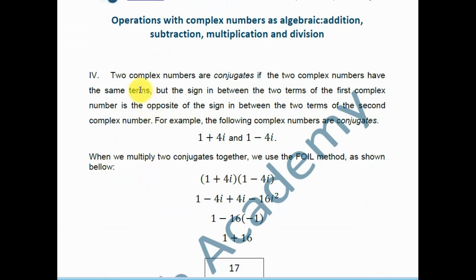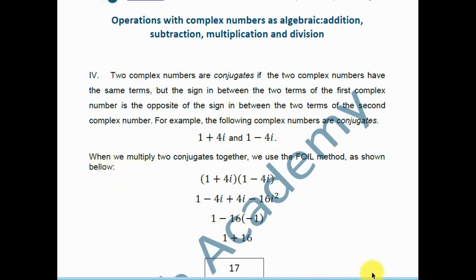Another example. Two complex numbers are conjugates if the two complex numbers have the same terms, but the sign in between the two terms of the first complex number is the opposite of the sign in between the two terms of the second complex number. For example, the following complex numbers are conjugates: 1 plus 4i and 1 minus 4i.